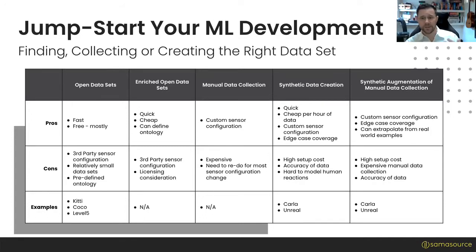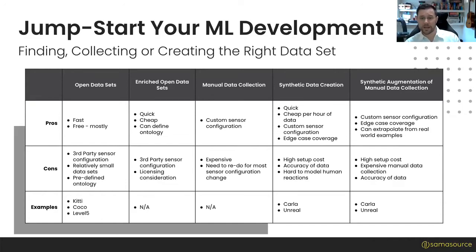The cons are that you're still locked into their sensor configuration, and there may be licensing considerations. Some open data sets may require that if you're going to use it for commercial purposes, you may need to republish that data set, which could be a great thing for the online research and development and PhD community. So that might be something you want to consider from that perspective as well.